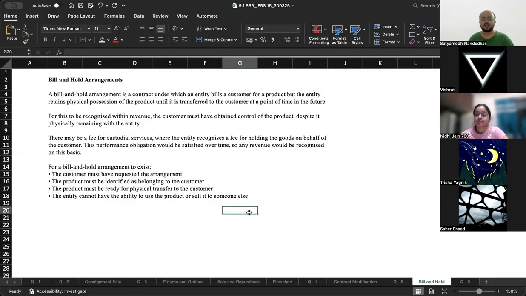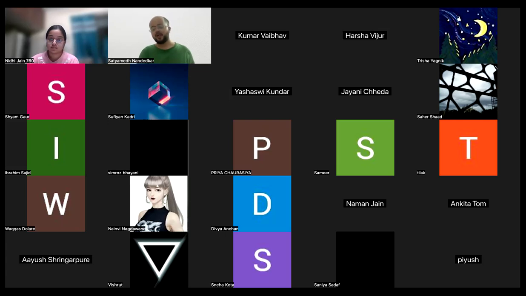Okay. The customer should have requested the arrangement. The product must be identified as belonging to the customer. Product must be ready for physical transfer, and the entity cannot have the ability to use the product or sell it to someone else. If I remember it right, in this we had seen the example of television set in a electronics shop, where the sticker was put on it and all of that. That was the example we had gone in for. That's pretty much all that IFRS 15 has to offer.